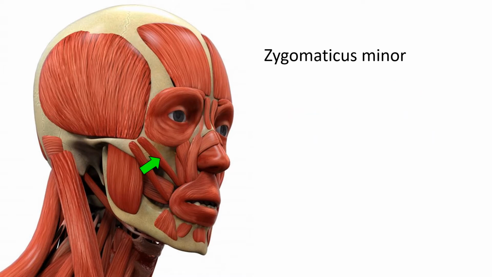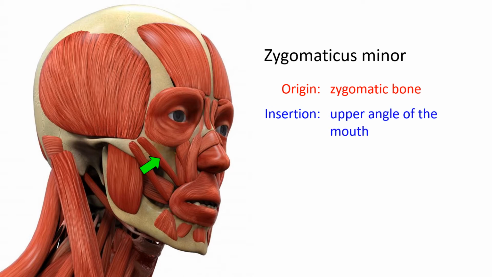This muscle is the zygomaticus minor. Its origin is also on the zygomatic bone. It has a slightly different insertion, the upper angle of the mouth. And its action here is to elevate the upper angle of the mouth. So it assists the zygomaticus major in terms of smiling or in lifting the upper lip.